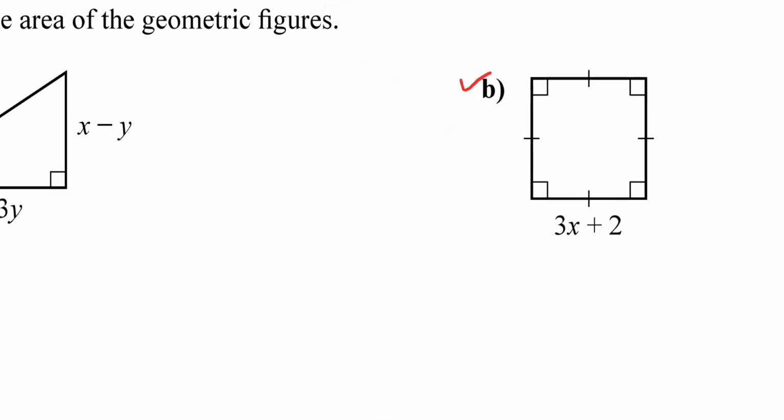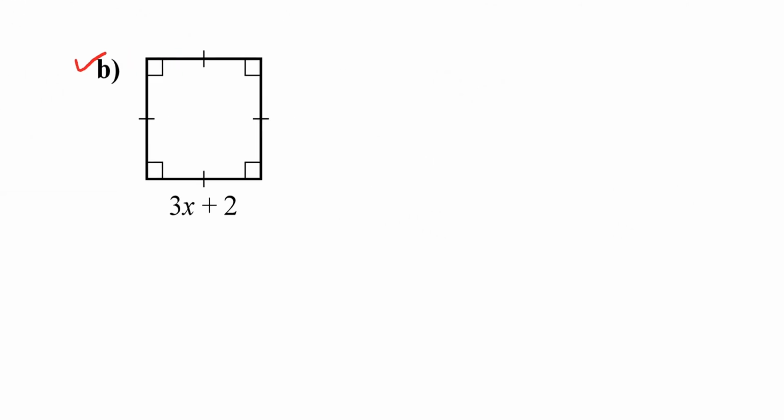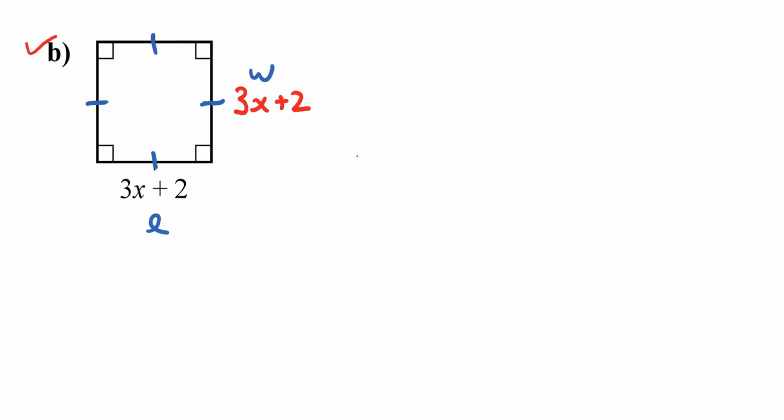For section number 4, I need to find the area of the geometric figure. So I think I've just assigned 2 problems here. Let's do the square here. So for a square, we know that all sides are the same. So if I have a 3x plus 2 over there, then this will be a 3x plus 2. And basically to find the area, this is my length, this is my width. I just multiply those two expressions together. So area equals 3x plus 2 times 3x plus 2.